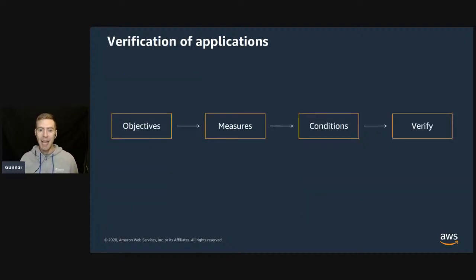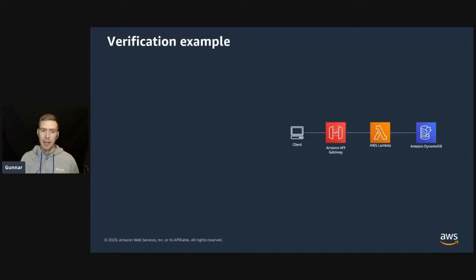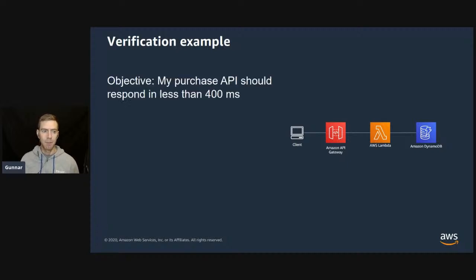All right, so back to our verification process. We now know a bit about how we can add conditions to the process. So let's look at some practical examples of verification. In this example, we have a simple serverless web service. It's a client calling API gateway, which in turn invokes a Lambda function that retrieves or stores data in DynamoDB.